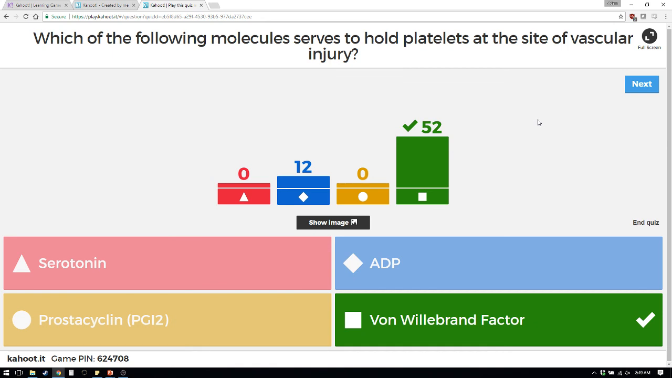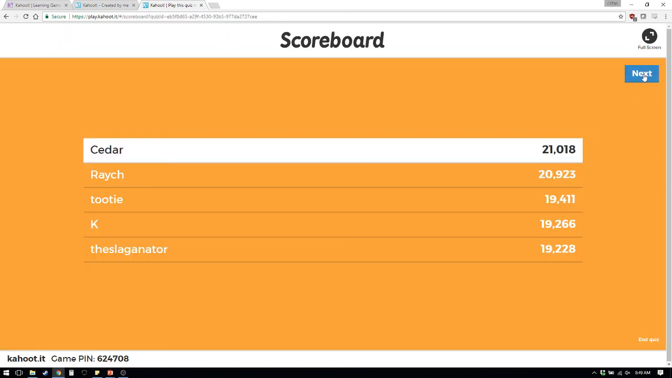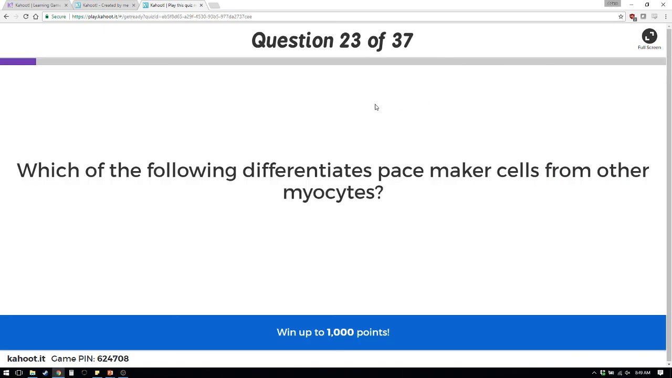Serotonin, why is that not the correct answer? Yeah, it causes vasoconstriction, and it's usually released by platelets to help kick off this whole cascade. And what does prostacyclin do? Vasodilates. It's primarily going to be anti-platelet. So again, when you have no vascular injury, you want to prevent platelets from grabbing onto the sides of the endothelium. So things like prostacyclin can be useful for doing that. Okay. All right. Moving on. Which of the following differentiates pacemaker cells from other myocytes?